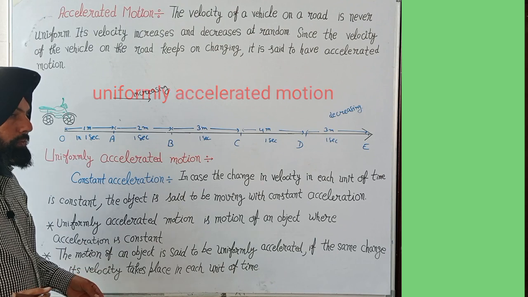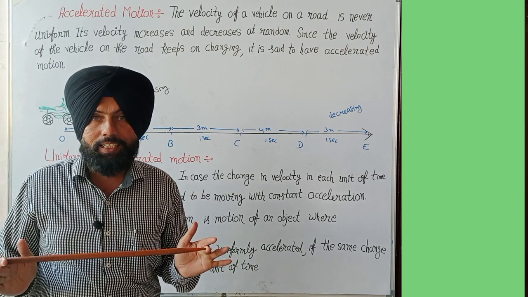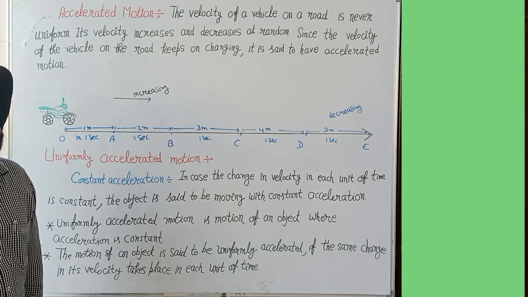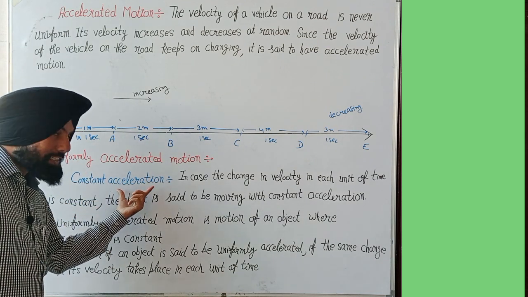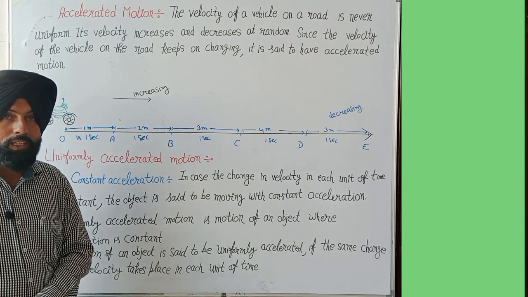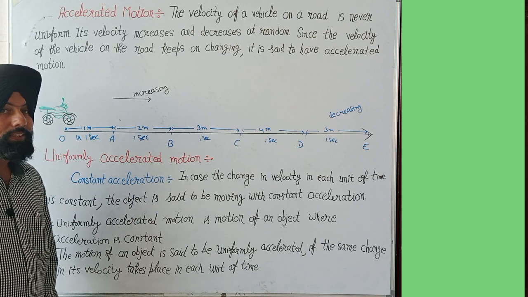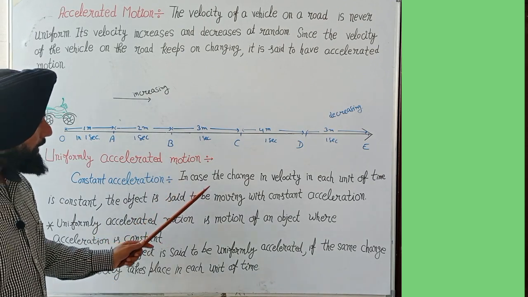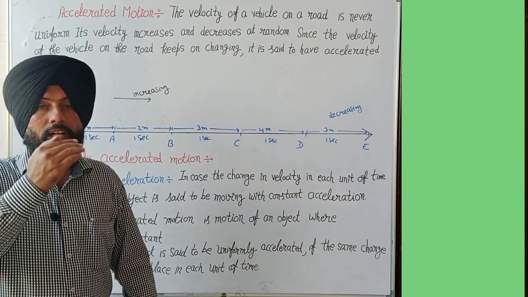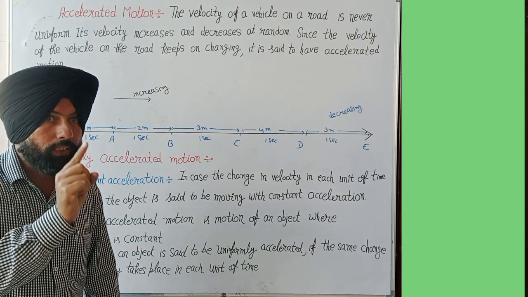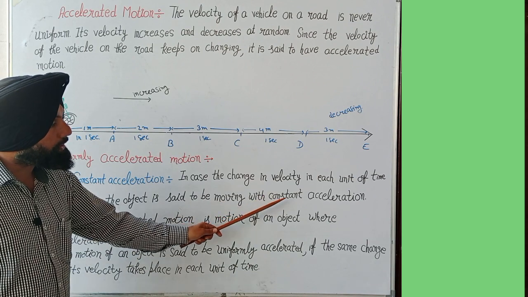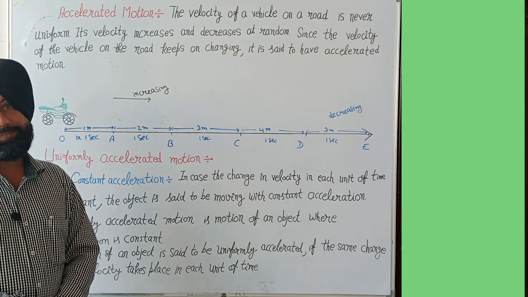Now, uniformly accelerated motion. Before starting the uniformly accelerated motion, first we will discuss what is constant acceleration. We already know what is acceleration, a rate of change of velocity. That is the acceleration. Now, new term, constant acceleration. In case the change in velocity in each unit of time, means velocity is changing per unit time, is constant, the object is said to be moving with constant acceleration.